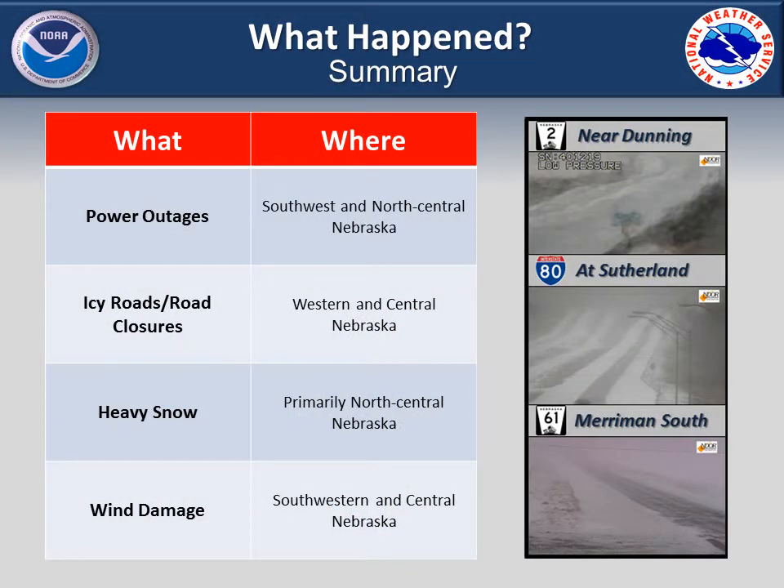Below are some of the major impacts that were felt across the region. We had power outages both in southwestern Nebraska with the thunderstorm activity, and also in parts of north central Nebraska with the freezing rain, which caused icing on power lines.